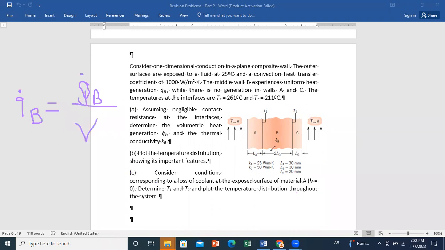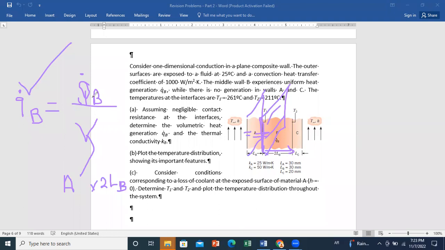And the volume of generation is 2LB times the area. This is why there is no need to know the area, because the area will cancel out. Q dot conduction and Q dot convection are through this area, and when you express the volume of generation, it's A times 2LB. So the area will be simplified from your terms, and you can get the expression of the volumetric heat generation Q dot B. So this is how we solve for Q dot B.